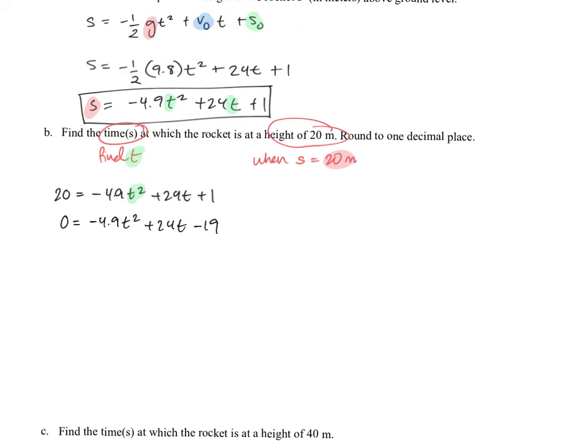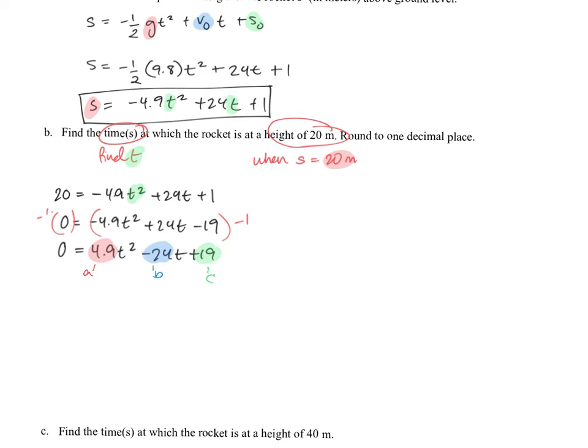I don't think I can factor that. I don't know how to factor with a decimal, so we're going to use the quadratic formula. Before I do that, though, let's multiply everything by negative 1 to get our t squared positive. So we have 4.9 t squared minus 24t plus 19. Now let's set up the quadratic formula. What are my a, b, and c values?